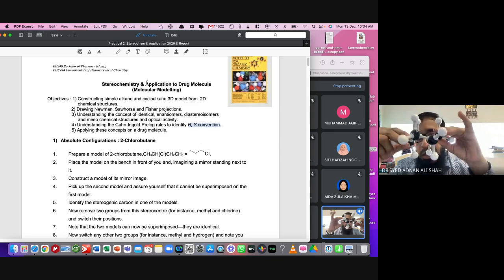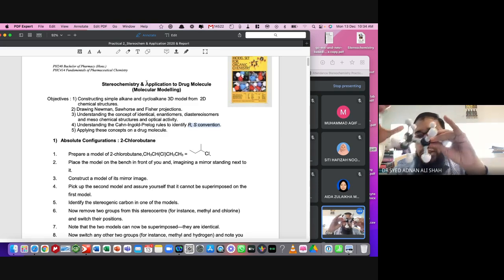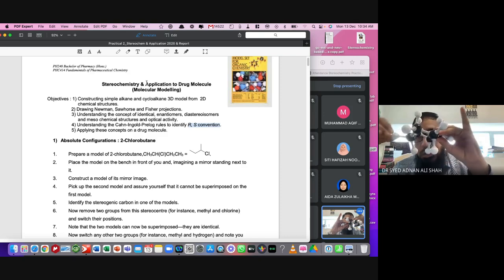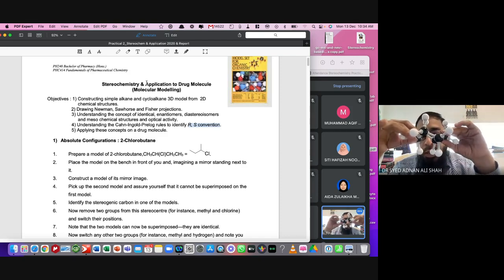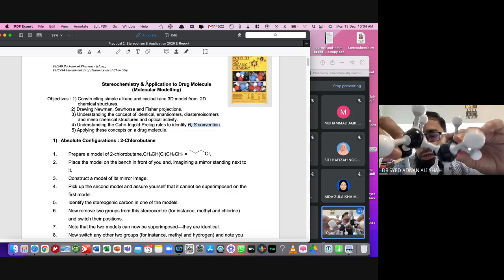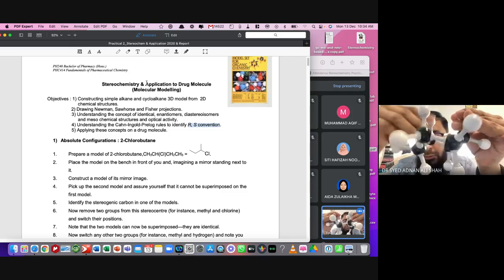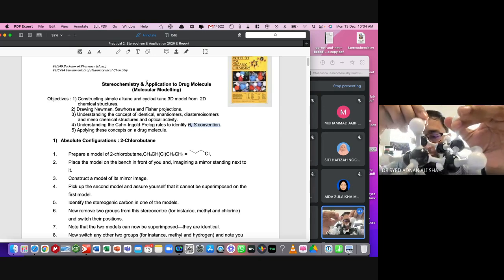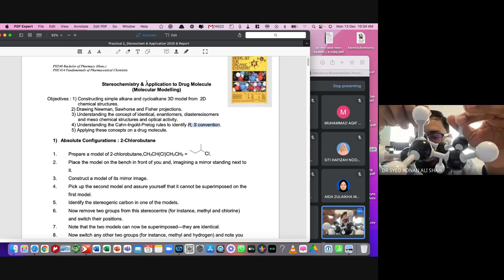You can see the chair conformation of cyclohexane. You can see it like this, with one carbon at the bottom, one carbon at the top, and the two other carbons here. So this is the chair conformation of cyclohexane. You can see the chair conformation of cyclohexane like this. Can you see?